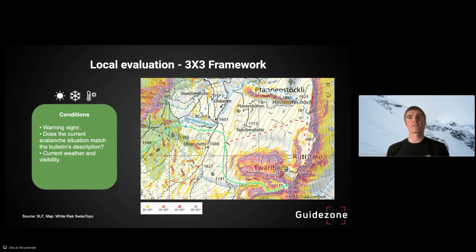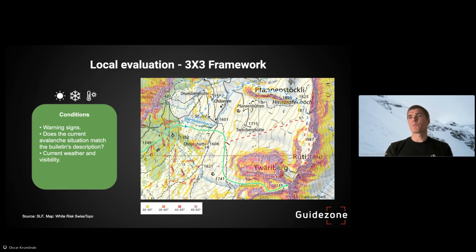And visibility. If we can't see, it becomes a lot more tricky. I would be very hesitant to walk up a slope that I don't know the conditions of without seeing, because seeing is very important in making avalanche decisions.